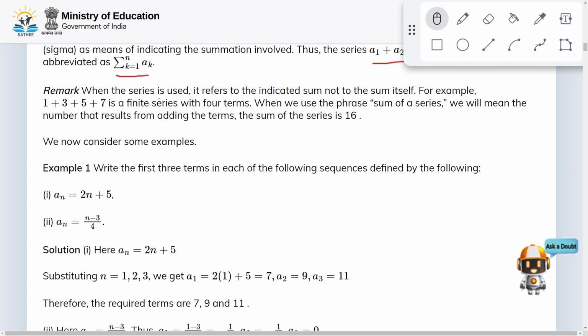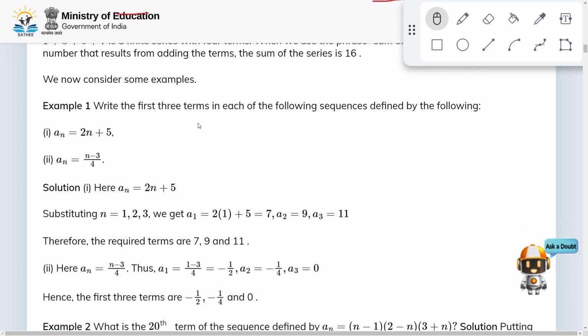Remark: when the word series is used, it refers to the indicated sum, not to the sum itself. For example, 1, 3, 5, 7 is a finite series with 4 terms. When we use the phrase sum of a series, it means the number that results from adding the terms. The sum of the series is 16, meaning if you add 1, 3, 5, 7, you will get 16. I hope these things are clear to you.